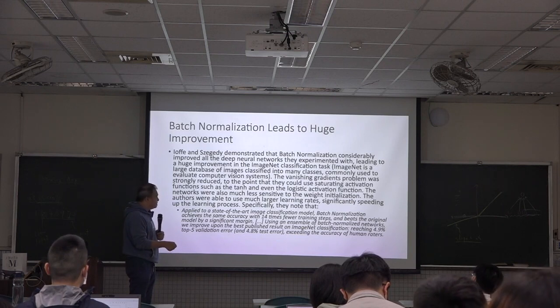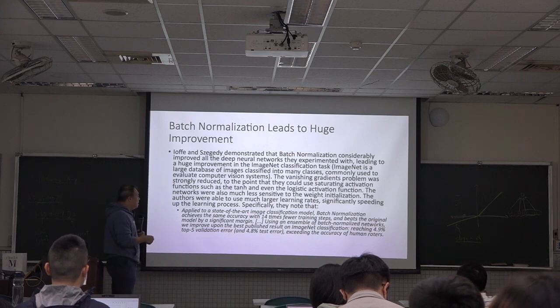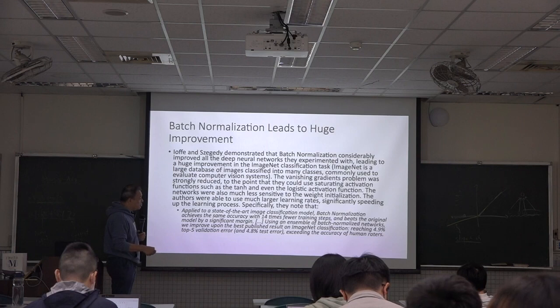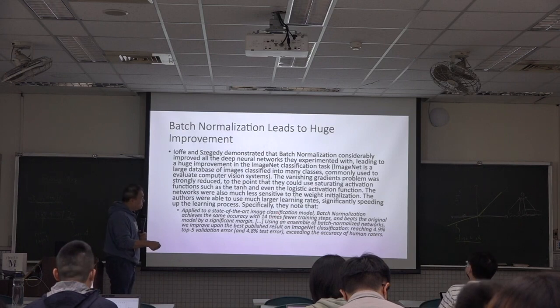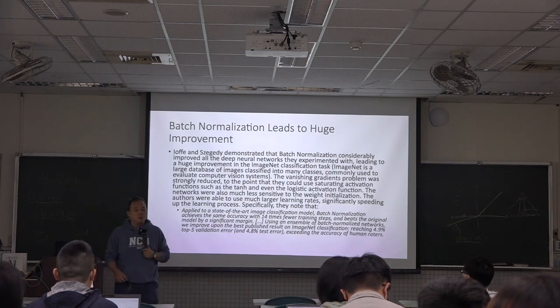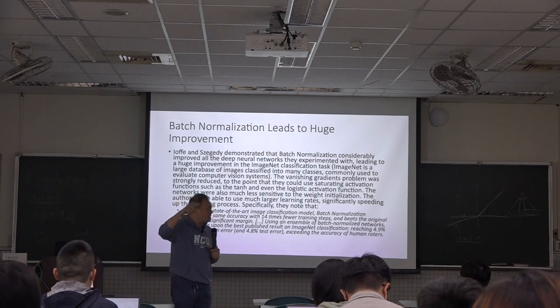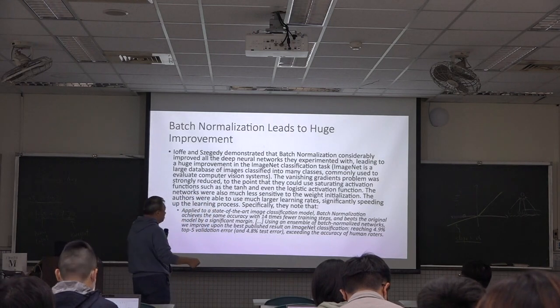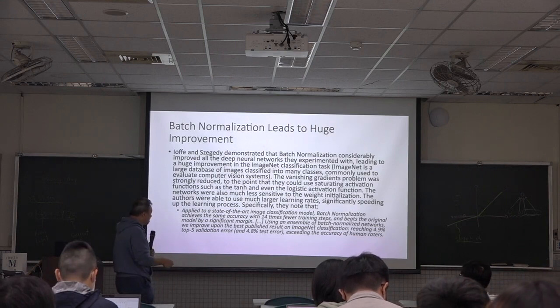Specifically, applied to a state-of-the-art image classification model, batch normalization achieves the same accuracy with 14 times fewer training steps. 14 times, not 14 steps fewer, 14 times fewer training steps. So if the original needed 140 epochs, now we only need 10 epochs to get the job done, and it beats the original model by a significant margin.